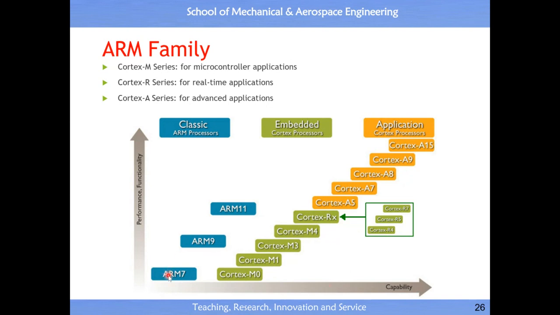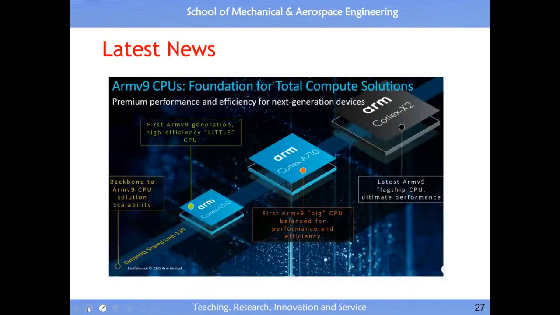Here you see the architecture of the actual products. You may have ARM7, ARM9, ARM11, and the R series is here. In terms of capability, the A series is more capable than the R series, and the R series is more capable than the M series. In terms of performance, it is the same: the A series is more performant than the R series, and the R series is more performant than the M series.